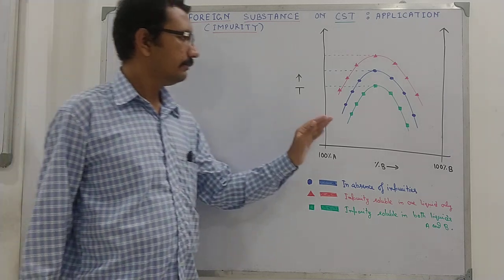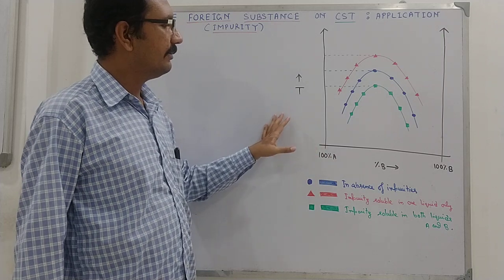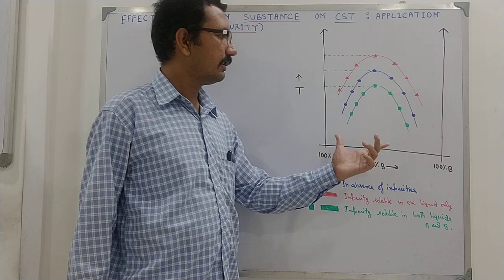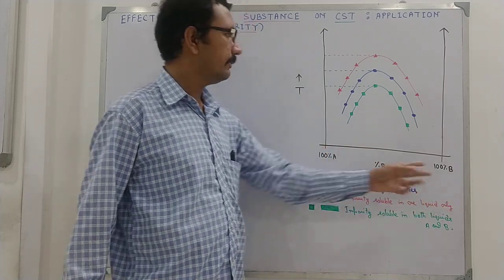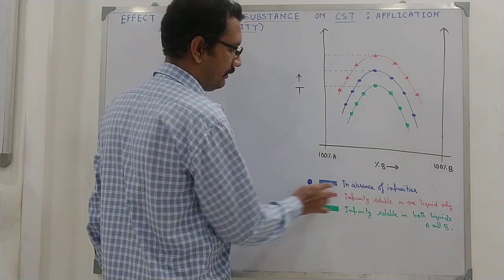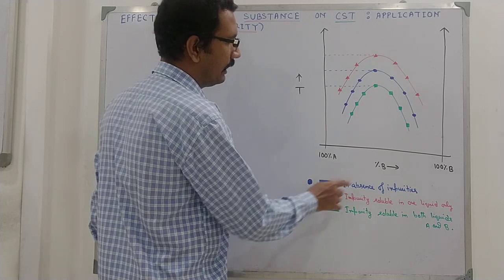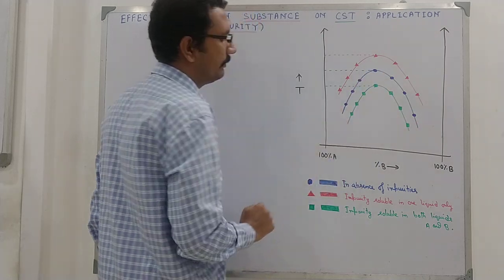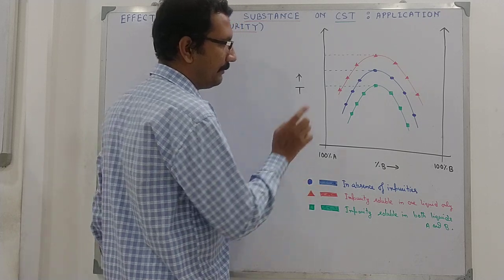Now you can see it is a typical diagram having an upper critical solution temperature. Now if you consider this to be a phenol water diagram, then it is percentage phenol which is increasing in the rightward direction, and in absence of impurity, which I have represented by the blue color, it is the graph of the temperature composition diagram of phenol water system in absence of impurities.